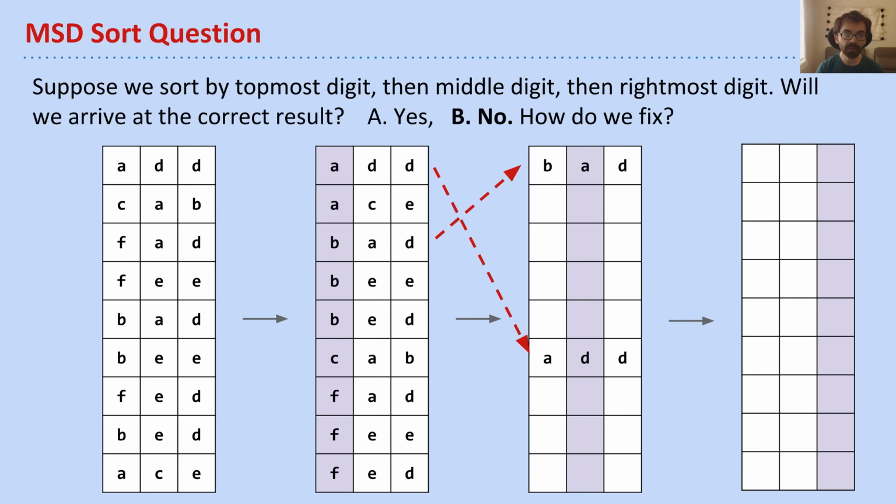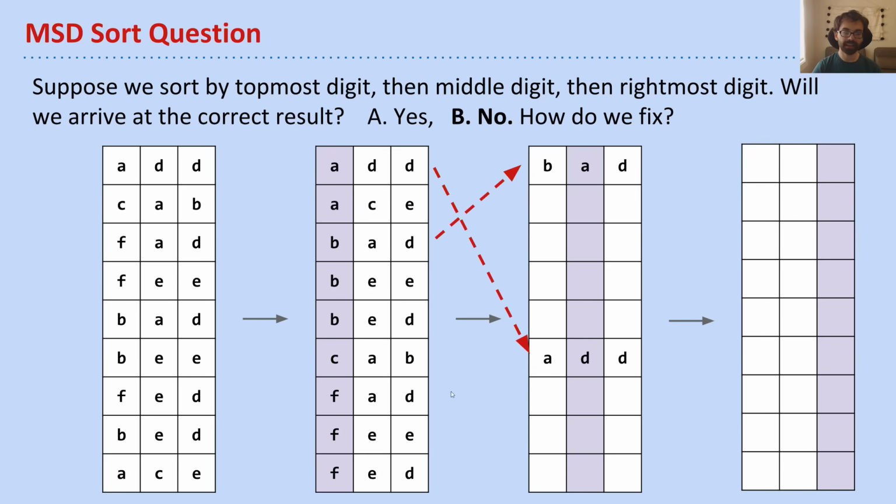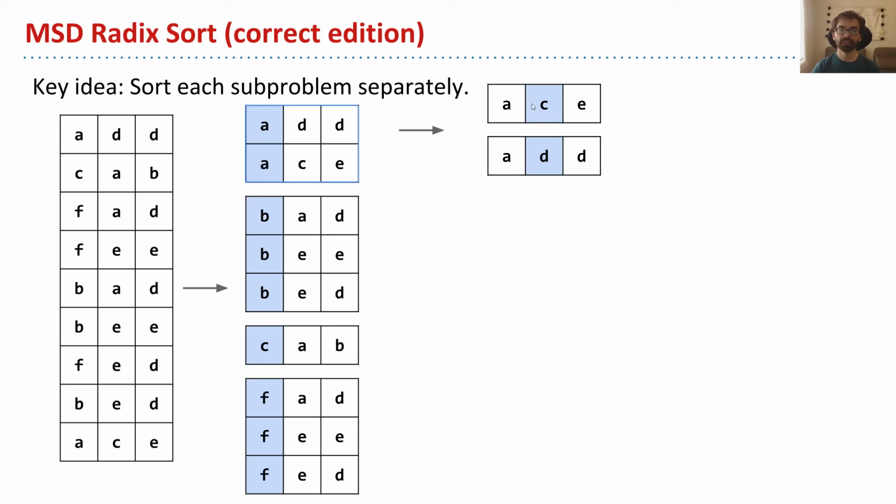All right, so the key realization is to recognize that we want to treat each of these as separate subproblems. When we do our counting sort, we shouldn't include all of the keys. We should include only those keys that have the same top digit. So once we've sorted into this set of values, then what we want to do is sort only these top 2 using counting sort on the middle digit. So if we do that, we end up with 2 subproblems. One that is of size 1, that's ace, and the other of size 1, which is add. Now at this point, because we have 2 subproblems that are size 1, there's nothing else to do.